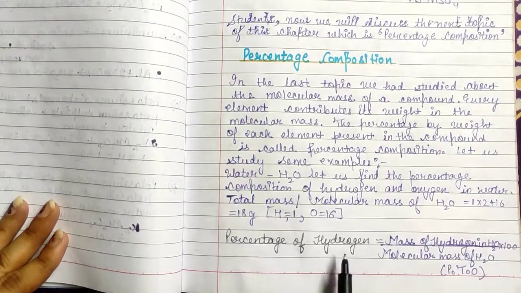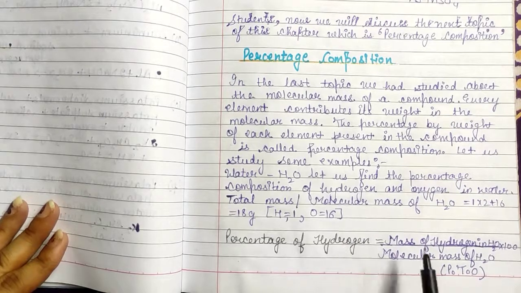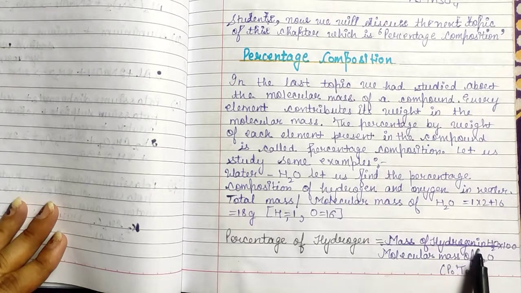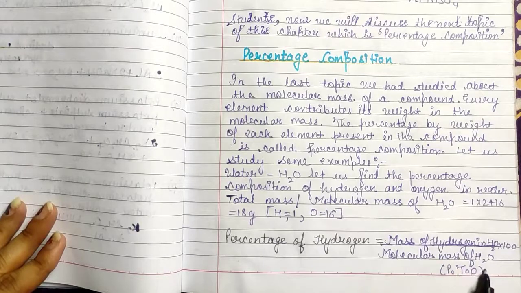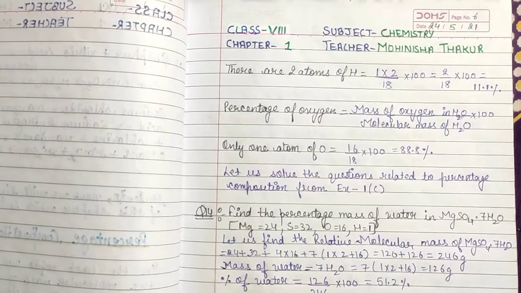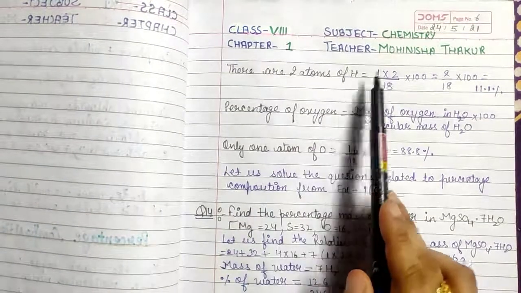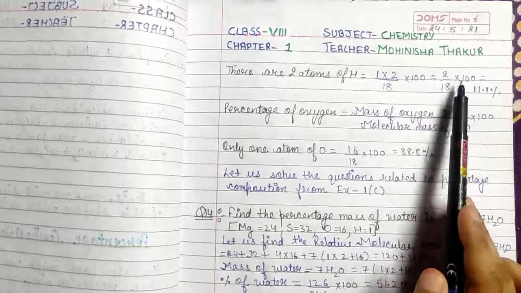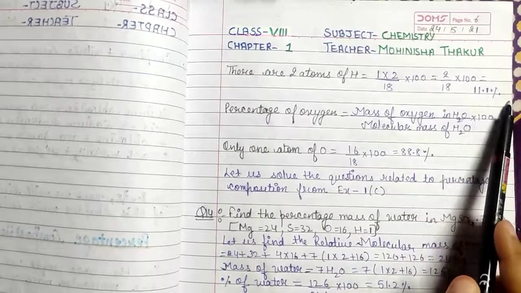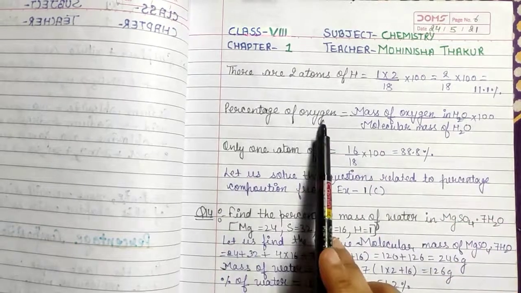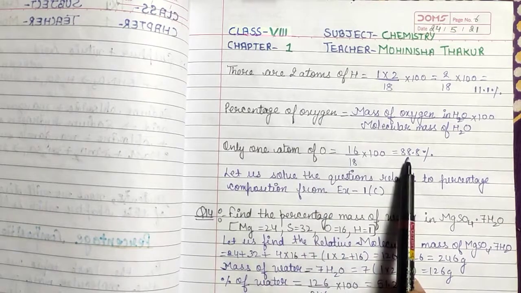If we have to calculate the percentage of hydrogen, what formula will we write? Firstly, we write the mass of hydrogen in H2O in the numerator, upon molecular mass of H2O, into 100. There are 2 atoms of hydrogen, so it will be written as 1 into 2 by 18 into 100, which is equal to 2 by 18 into 100, and 11.1% percentage composition of hydrogen will come. Similarly, we will find the percentage of oxygen. It will come as 88.8%.